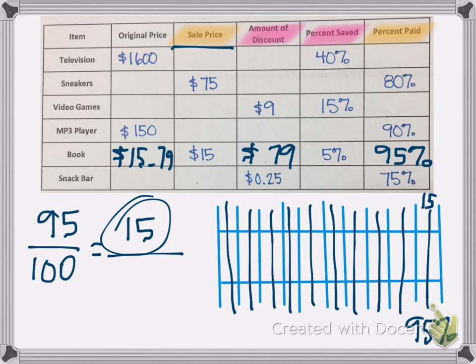And it looks like we're going to run out of time for the snack bar. So I hope that helps. Keep in mind the amount of discount connects with the percent saved, and the sales price connects with the percent paid. And you have to use those percentages appropriately to find the missing pieces. Take your time and write some part to whole ratios, and you'll be all right.